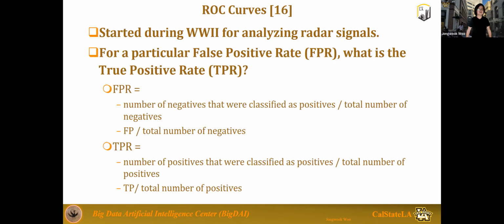So the total number of positives means the number of data points in the data set that actually have a positive event, like the number of people who are infected, or the number of sinkholes that exploded. Okay. So this is false positive rate and true positive rate.